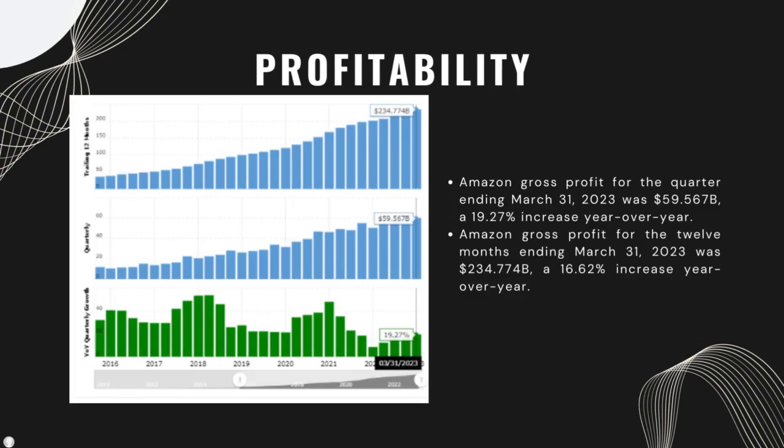Next, we can see the profitability. Amazon gross profit for the quarter ending March 31st of 2023 was 59,567 billion, a 19.27% increase year over year. And Amazon gross profit for the 12 months ending March 31st of 2023 was 234,774 billion, a 16.62% increase year over year.